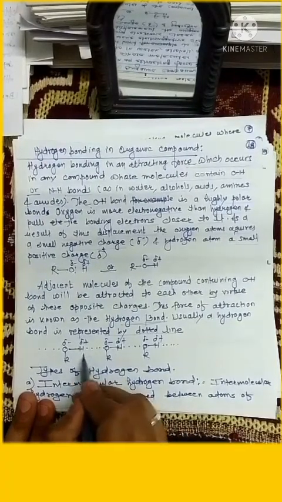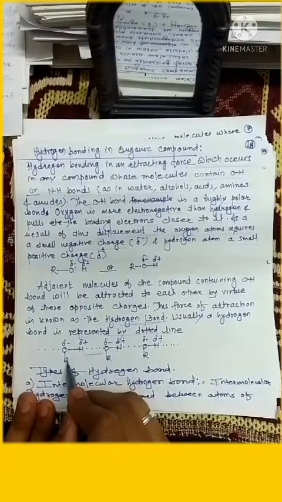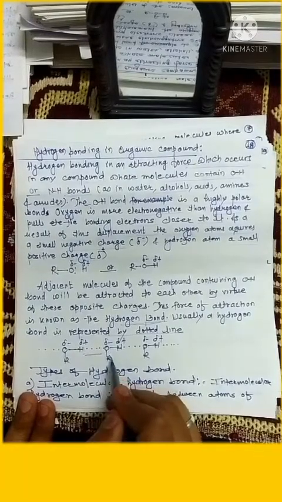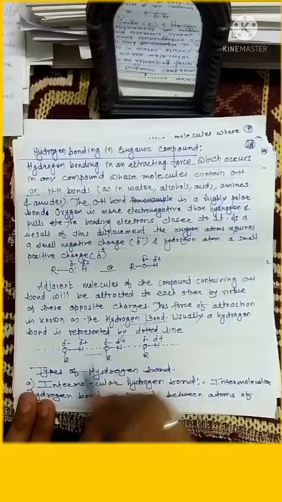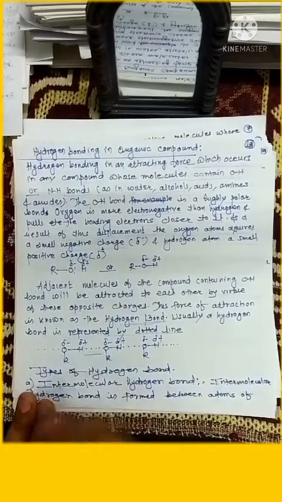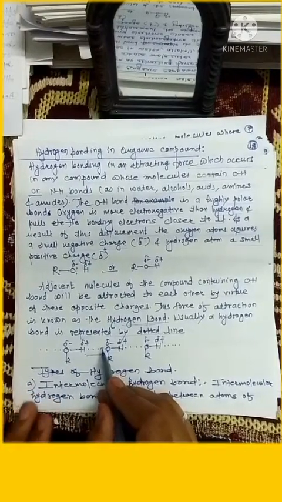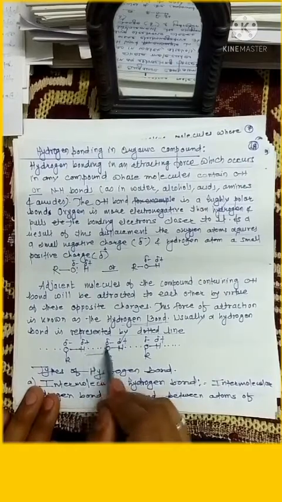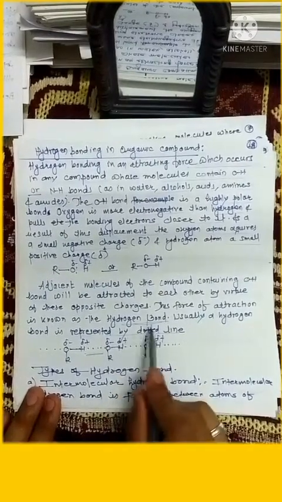So just see here, hydrogen has a delta positive charge while the oxygen of this molecule has a delta negative charge. So these two charges are opposite in nature. So there is attraction taking place, and this type of attraction is generally known as hydrogen bond.